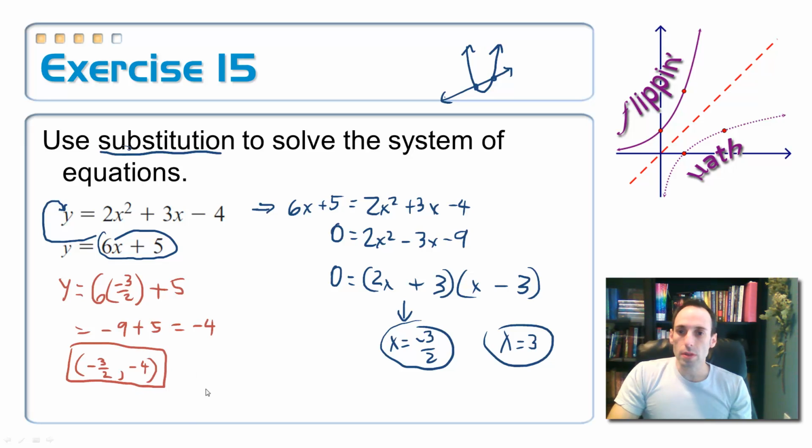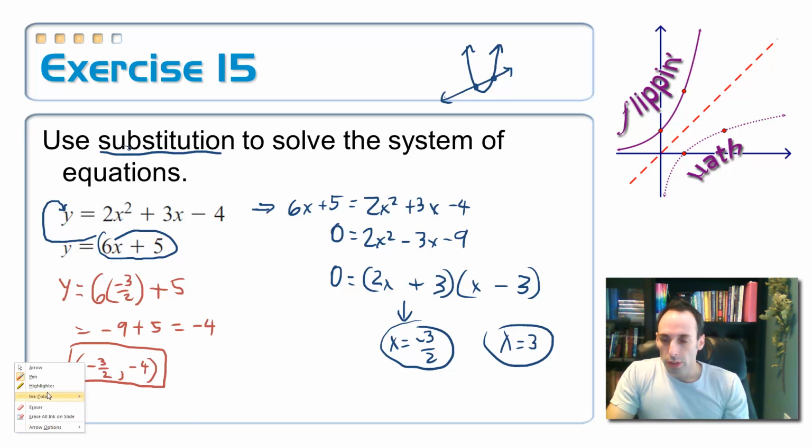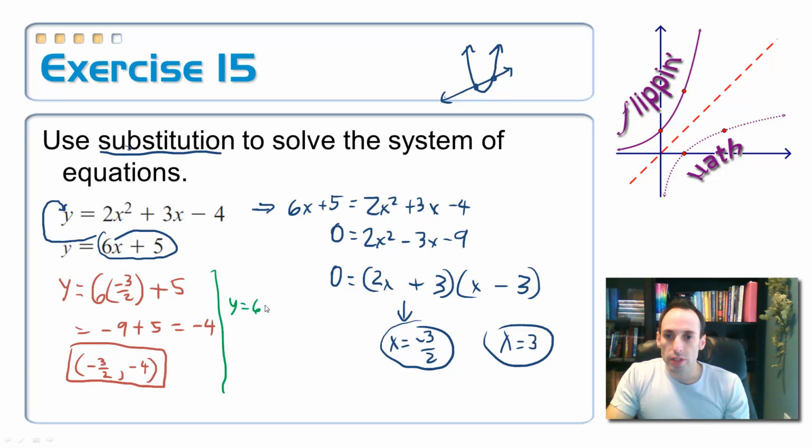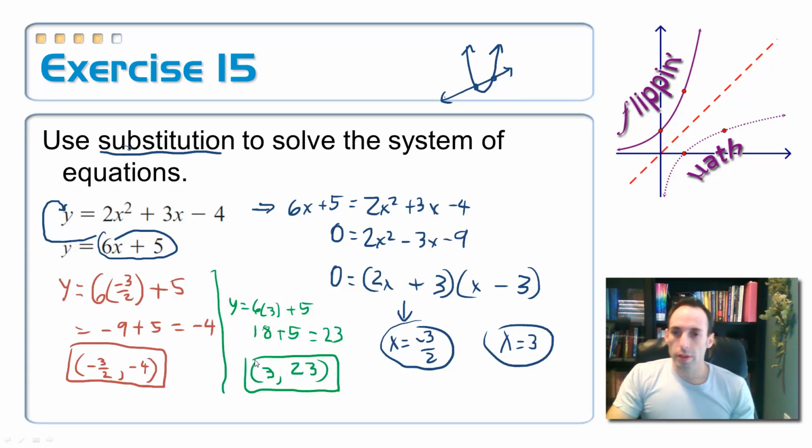Okay, now let's do the next one. So I plug in a 3, run out of room here. Y equals 6 times 3 plus 5, that's 18 plus 5, which is 23. And I would have a point of intersection at 3, 23. Alright, that was a pretty fun problem to do, right? I know, it sure was.